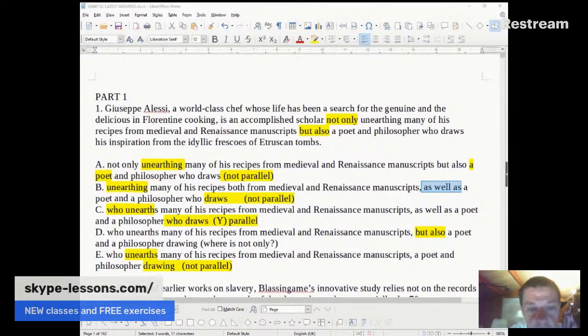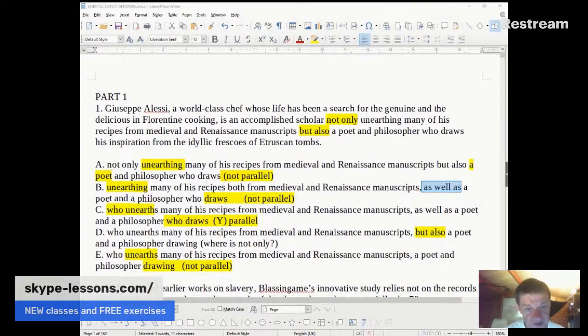Okay, so in C, we've got who unearths, blah, blah, blah. So we've got a world-class chef who unearths, blah, blah, blah, as well as a philosopher who draws, blah, blah, blah. And you should be able to hear that that's really parallel. And why is it parallel? Because you've got two relative clauses. Yeah, we've got relative clause who unearths and relative clause who draws. And each time we've got a noun, a world-class chef who unearths, and then we've got another one, a poet and a philosopher who draws. So we've got noun phrase and relative clause describing the noun phrase. And that is what we want. We want all elements equal.